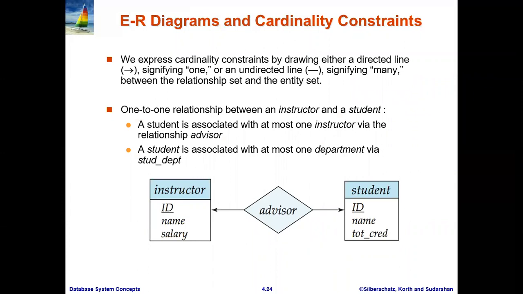How do we represent cardinality constraints in an ER diagram? We express cardinality constraints by drawing either a directed line, signifying one, or an undirected line, which signifies many, between the relationship set and the entity set. This is what we have seen. Next.